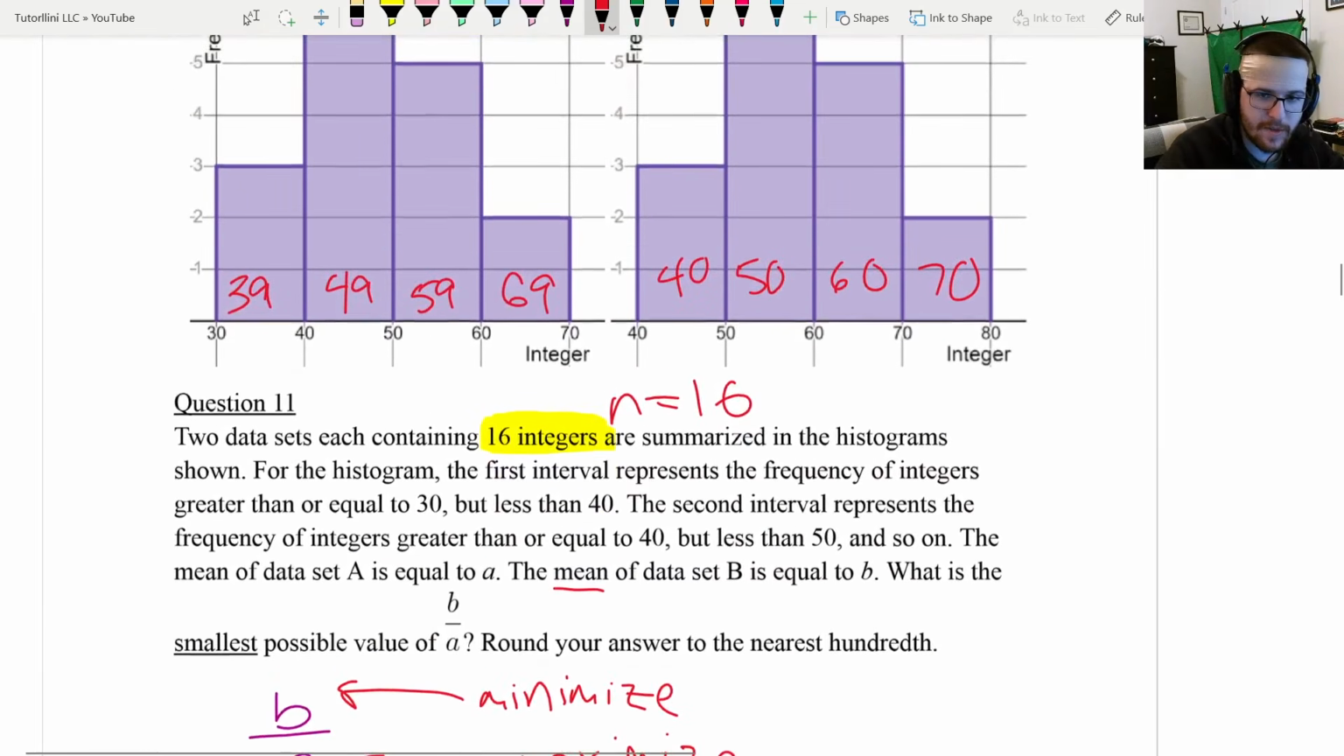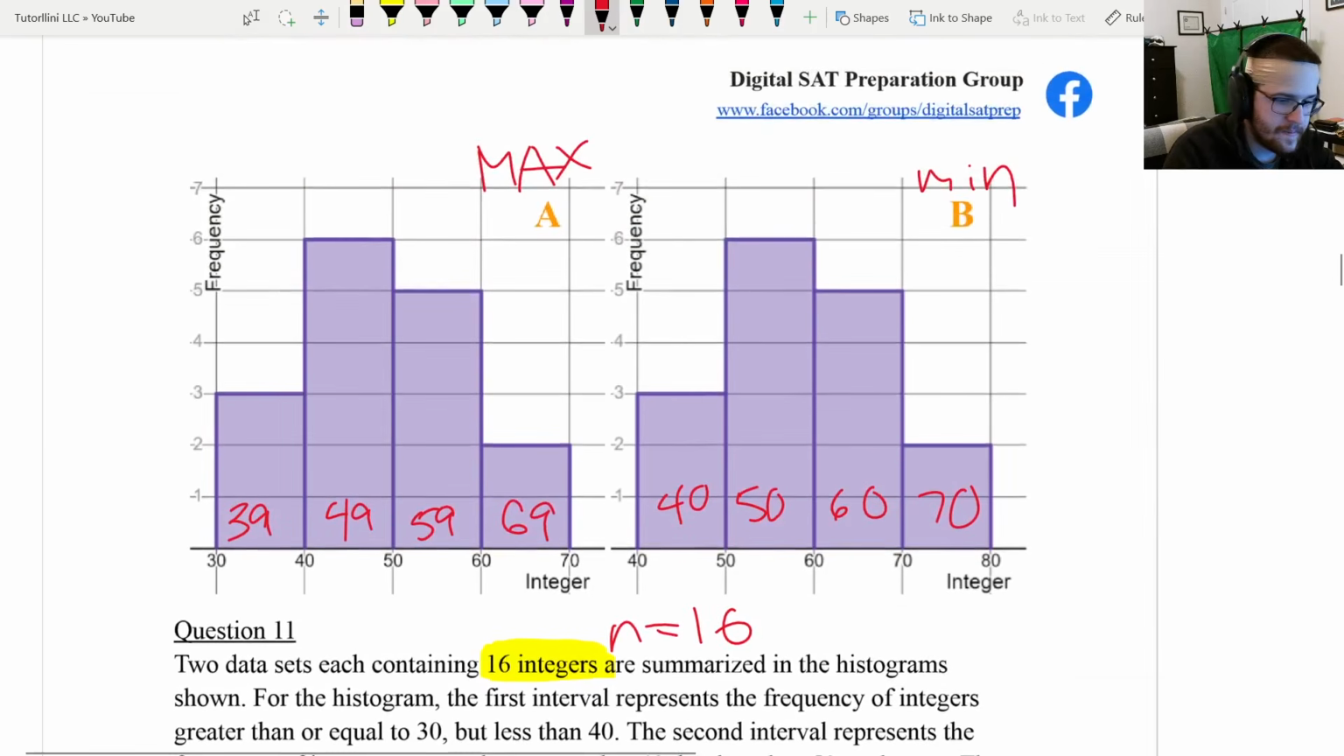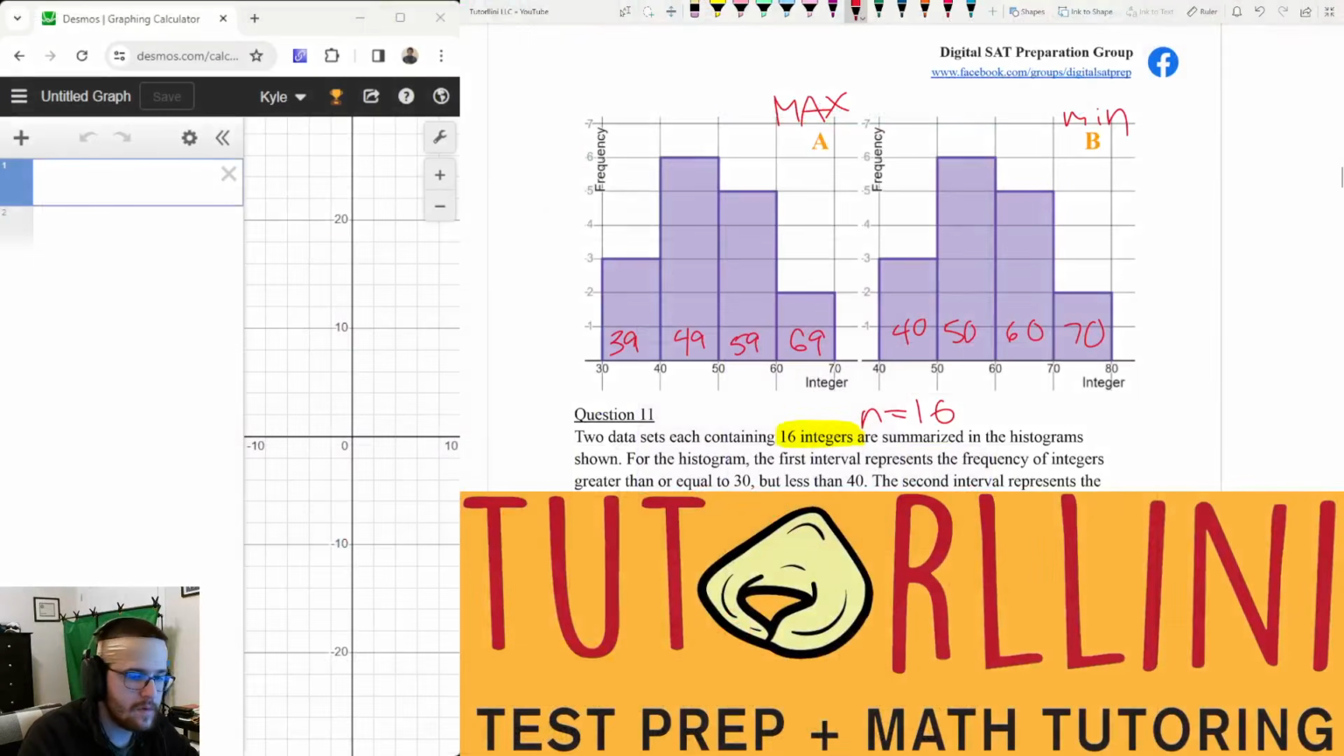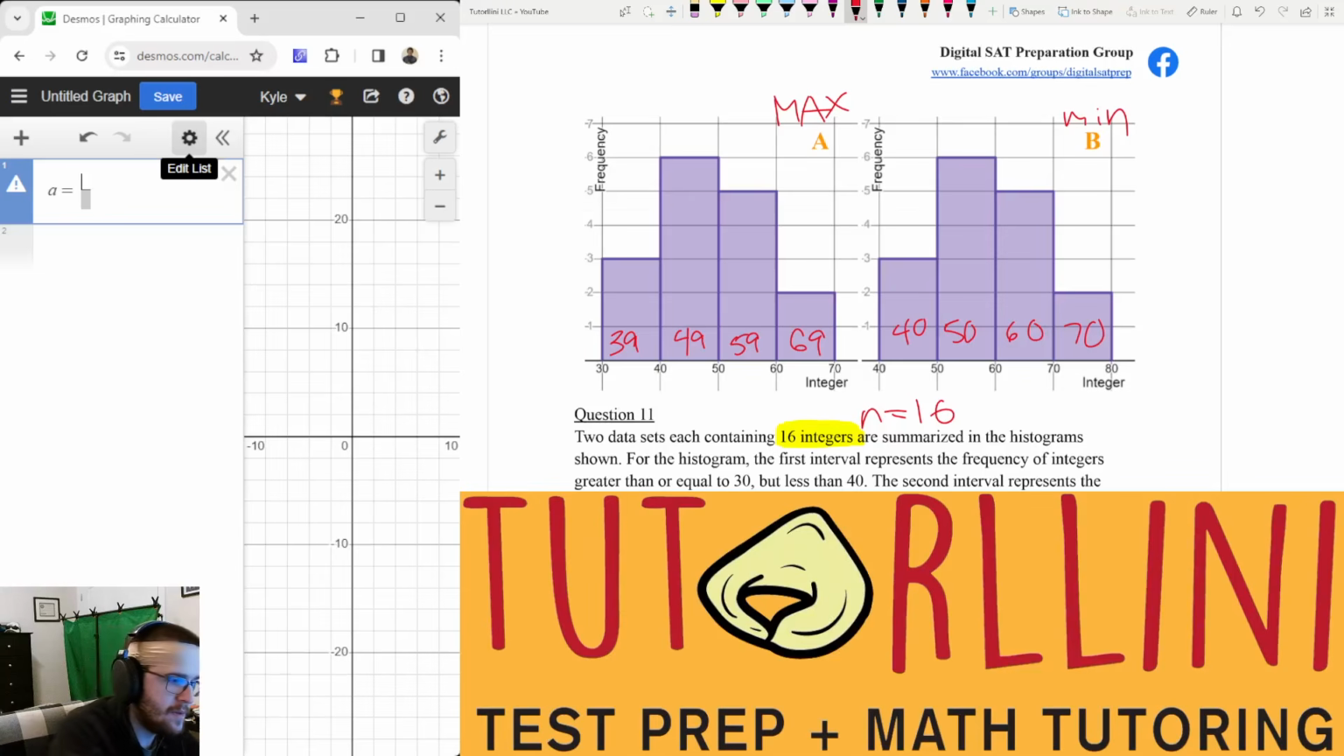So let's go to Desmos. Let me pull the chart up. Okay, so A is, okay, I didn't write the numbers on top of the bars. 3, 6, 5, 2. 3, 6, 5, 2. Great. Okay, we're in business.